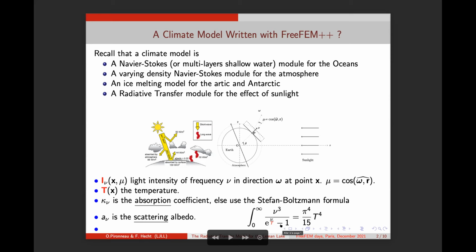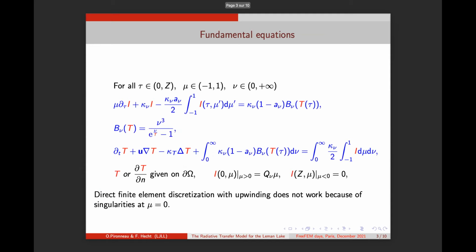So the spread of the frequencies of a light is a function of the temperature of the body that emits the light. For the sun, it's 5,800 Kelvin. And the earth, which is about 300 Kelvin, produces infrared. You don't see the light that the earth produces because of its temperature. So here's a formula again, and here's the temperature equation. The temperature equation is the usual temperature equation where u is the solution of the Navier-Stokes equation.